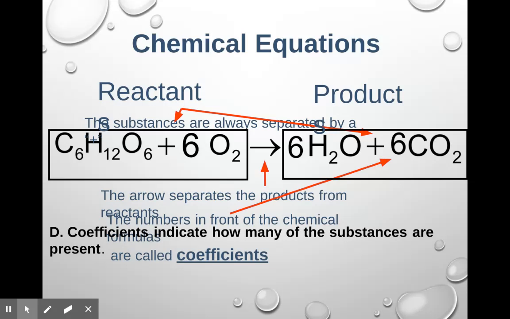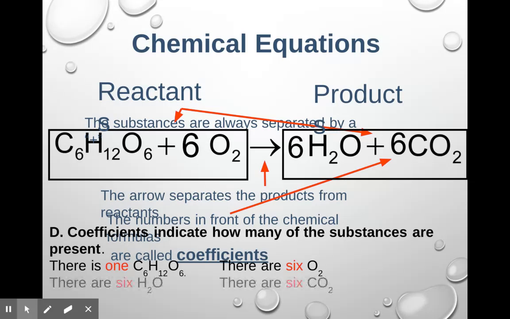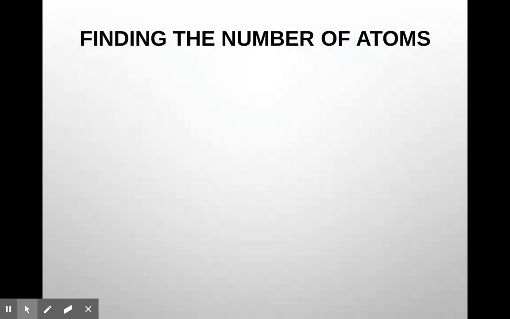The coefficients seen here indicate how many of the substances are present. So there is one C6H12O6. There are 6 oxygen, or O2. There are 6 H2O, or water, and there are 6 CO2, or carbon dioxide.